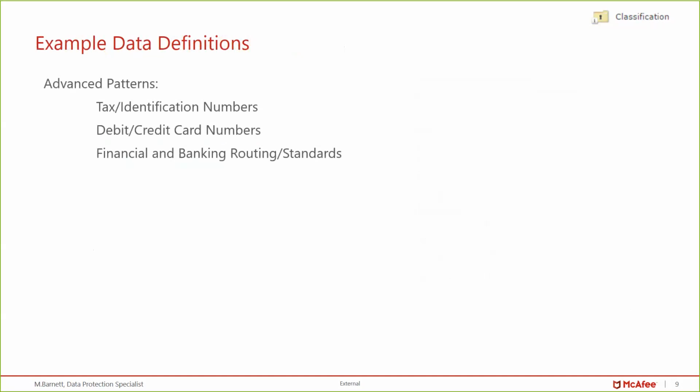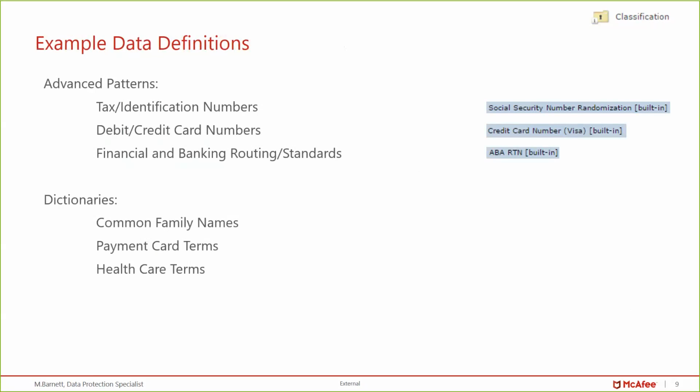So speaking to some of those data elements, I'm just going to show a few simple examples that are built into the product. If we're talking about tax identification numbers, the Social Security number would be one that's built in with the product, as well as, if we're talking debit cards, obviously Visa, MasterCard, American Express, some of the routing, banking, financial information.